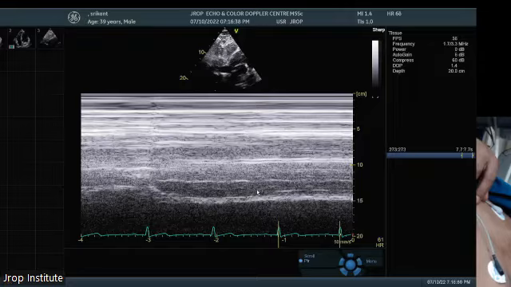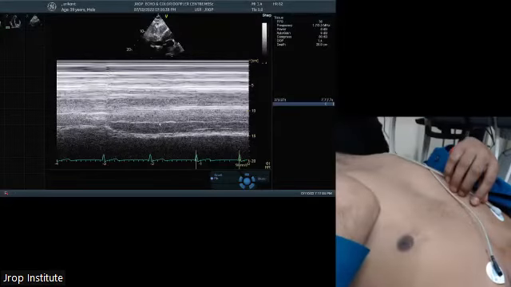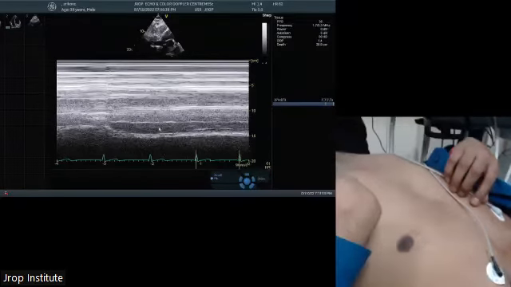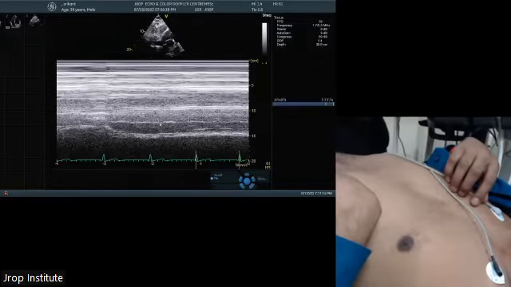Okay, sir. Yes. And it is said you take an inspiration or you do a Valsalva or sniff test. This IVC should collapse more than 50%, then RA pressure is 5 millimeters of mercury. If it collapses less than 50%, RA pressure is 10. If IVC is dilated and collapses more than 50%, RA pressure is 10. And if it does not collapse, dilated IVC, RA pressure is 15.